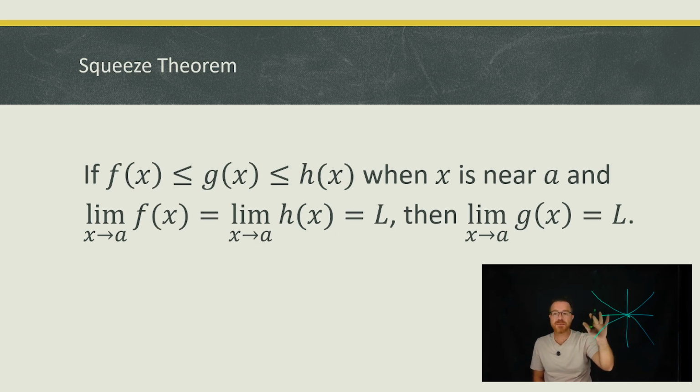If I have some g of x, which is always between these two values, then as f of x approaches a and h of x approaches a, this means that whatever g of x is, it will also have to approach that a as I take the limit L as x approaches a.